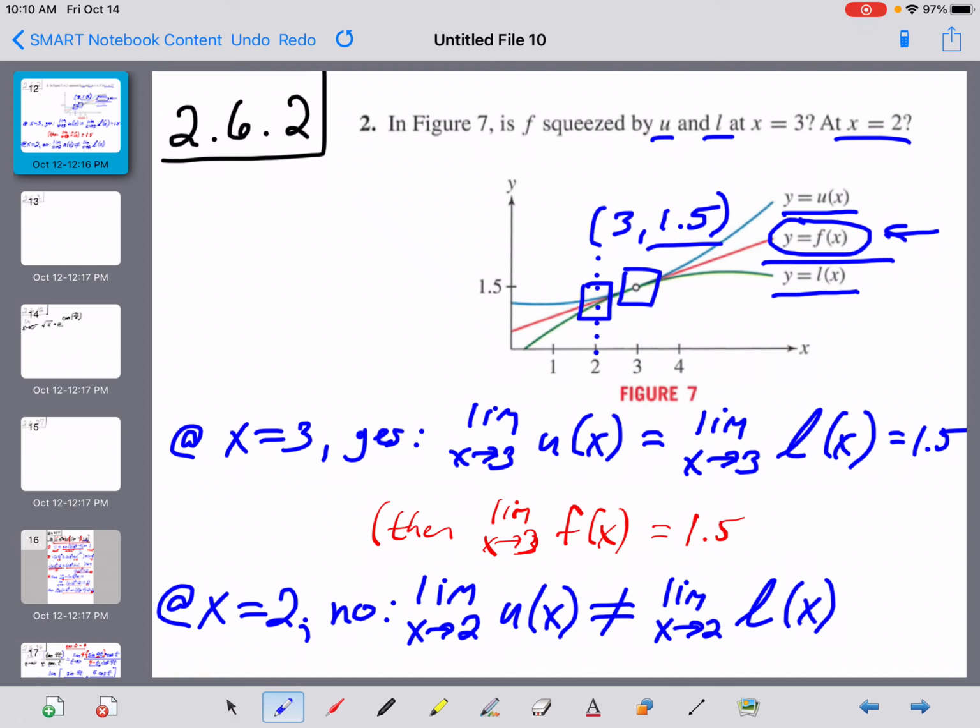Your book uses the phrase here that the function f of x is squeezed at x equals 3, hence the name squeeze theorem, but they use the phrase trapped at x equals 2. I hadn't heard that before this book came along, but anyway. So that middle function is, it says, trapped in between them, but not squeezed, so we cannot make a conclusion here about the limit of f of x as x approaches 2.